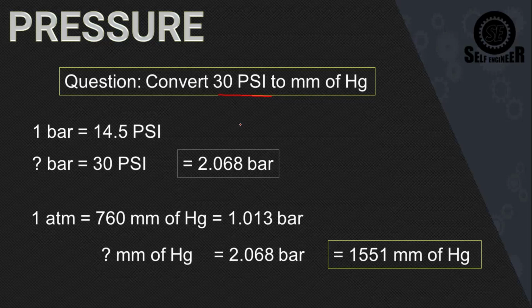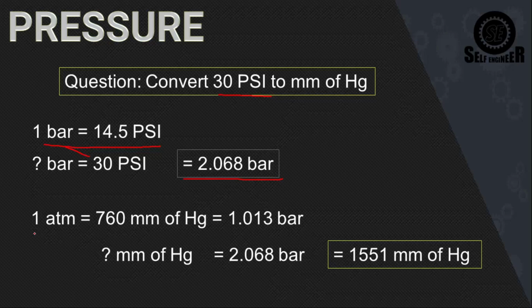Let's solve the example. Now we know 1 bar is equal to 14.5 psi. Hence, how much bar is equal to 30 psi? Here we will do cross multiplication and we will get 30 psi into 1 bar divided by 14.5 psi, which is equal to 2.068 bar. Now 30 psi is equal to 2.068 bar.